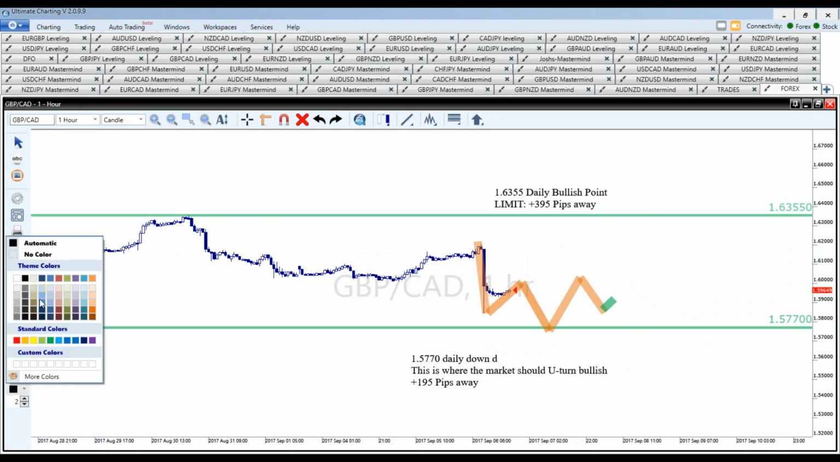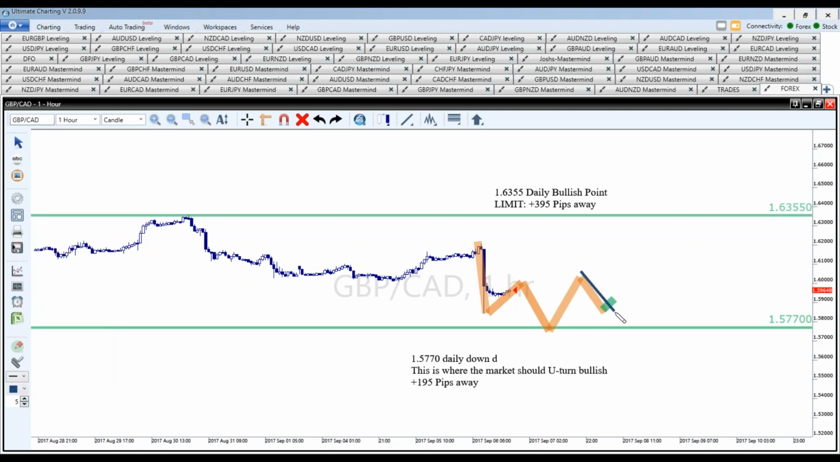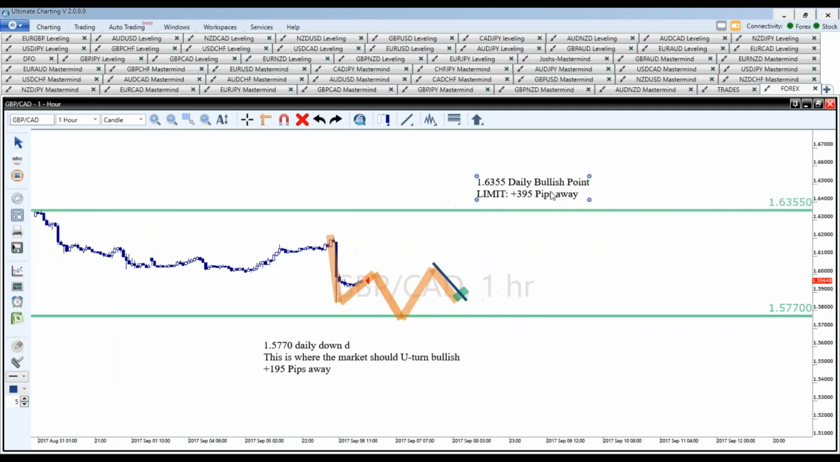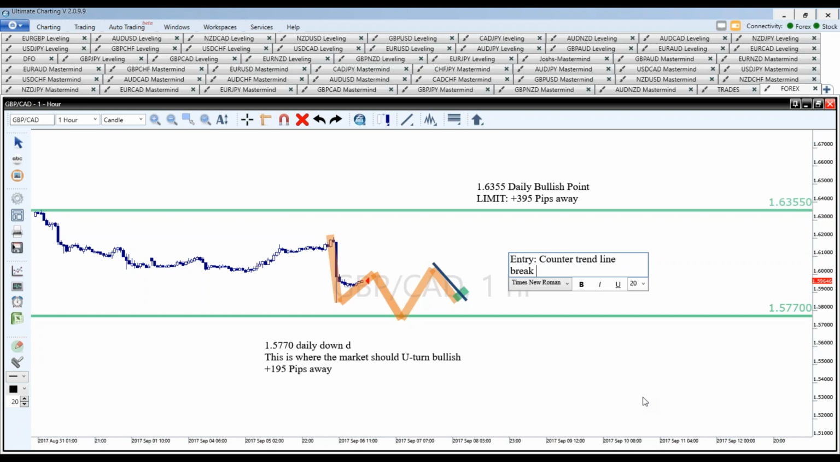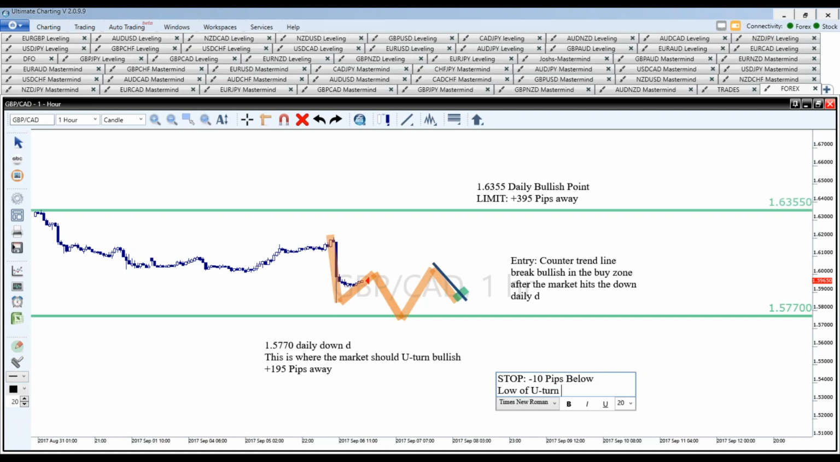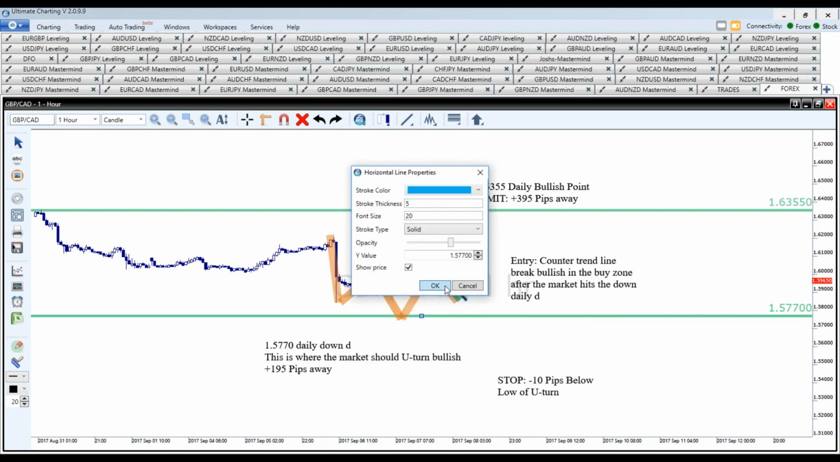Let me go ahead and draw this out. Now, once the D extension is fulfilled, then you can buy a counter trend line break bullish in the buy zone and tighten up the risk, tighten up the stop. You can buy it now, no problem. Just understand that you're going to go through about 200 pips of drawdown. Entry: counter trend line break bullish in the buy zone after the market hits the down daily D. Okay? Stop: 10 pips below the low of the U-turn. What I want to do is make this blue, so there's no confusion what the target is.